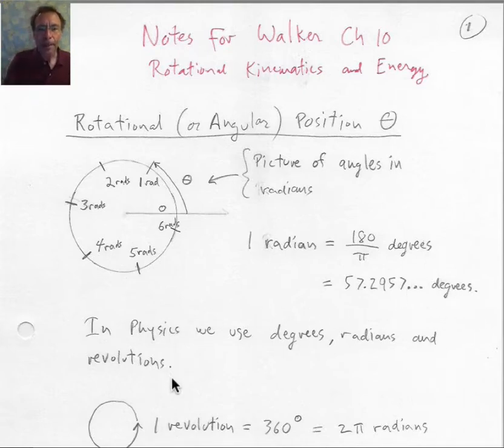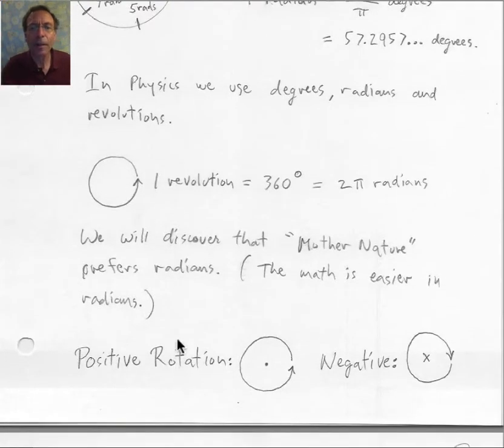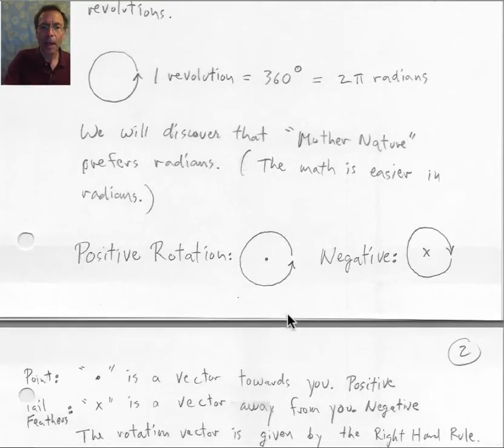Okay, let's move on to what else we need to talk about. A full revolution is 360 degrees. 360 degrees is 2 pi radians. And the reason why we go with radians is that Mother Nature prefers radians. Another reason is that the math is going to be easier in radians.